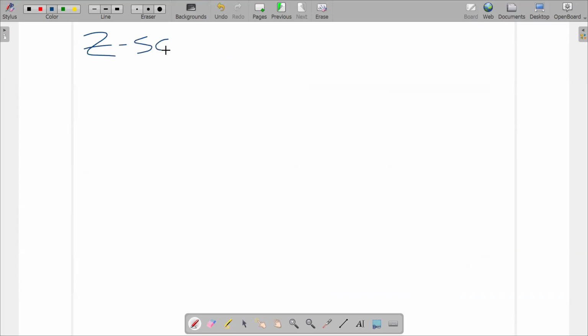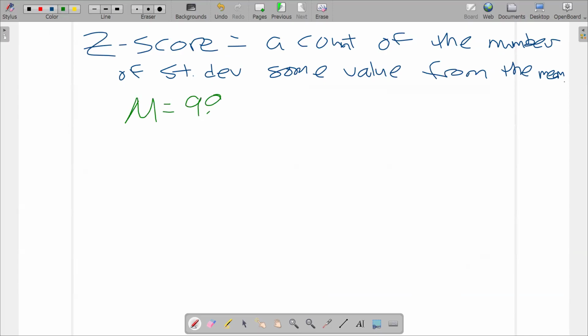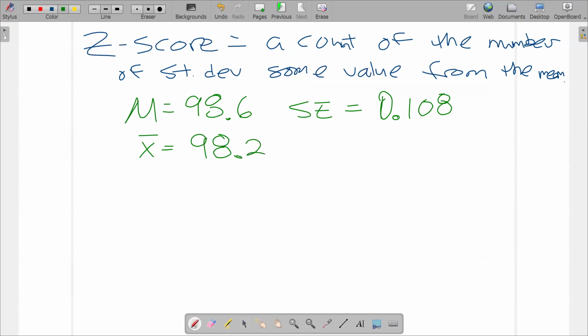So a z-score is a count of the number of standard deviations some value is from the mean. For example, with what I was just playing with, we had a population mean mu of 98.6. We had a standard error, which is a standard deviation, of about 0.108. And we had another value from the sample, x bar, which was 98.26.